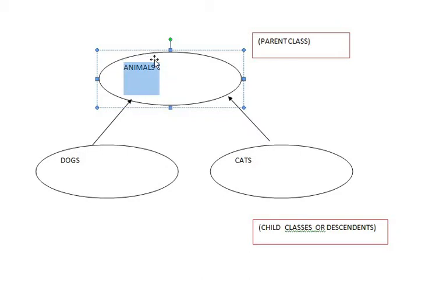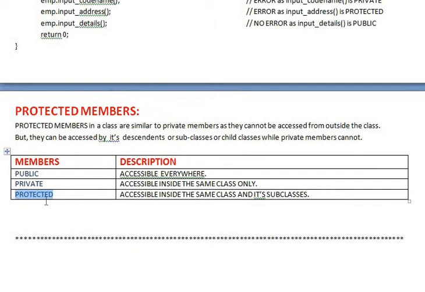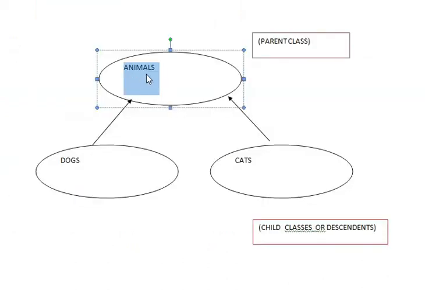However, if this particular parent class animals consists of protected data members, then those protected members of this class called animals also cannot be accessed by any element that is present outside of this class. So if the members of this class animals are declared as protected, they cannot be accessed by any element that is present outside of this class called animals. However, there is one exception to this rule.